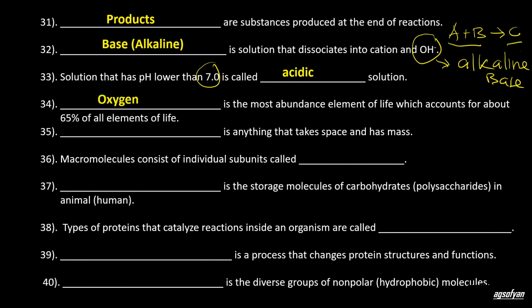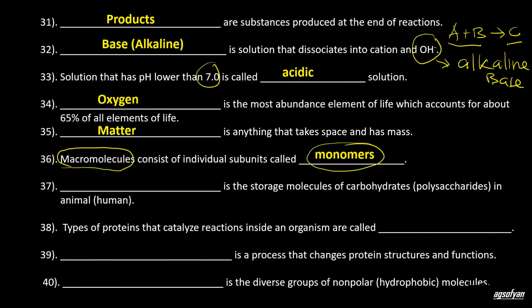Blank is anything that takes space and has mass. It is matter. So matter is anything that takes space and has mass. Macromolecule consists of individual subunit is called. Okay, so macromolecules, the polymer, it will have subunit is called the monomers. Okay, so macromolecule like proteins, carbohydrates, lipids, nucleic acid, they are polymers. So they will have what we call the monomers as their units.